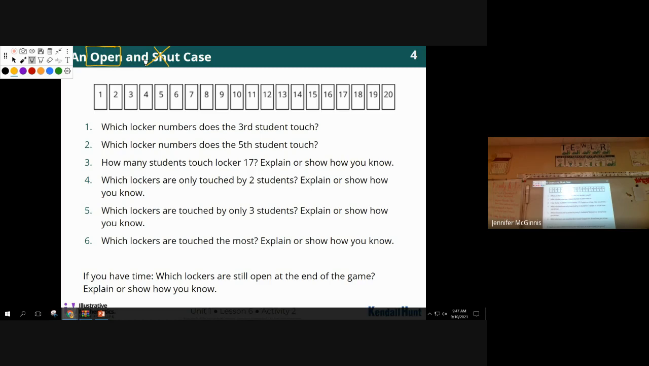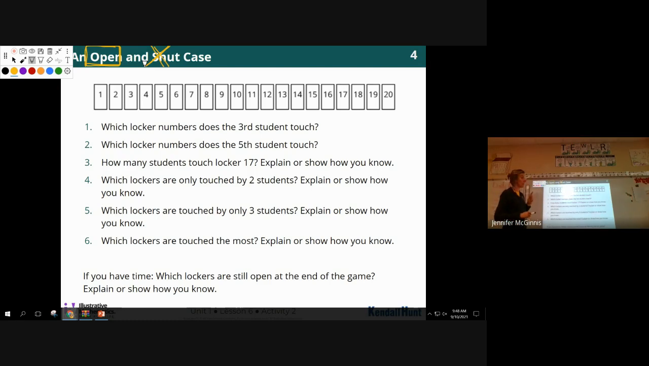Yeah, let's talk. Before we start to answer all these questions, let's figure out what's open and what's closed. Here is how I'm going to do this. As I said earlier, an open locker is going to be open. A shut locker is going to have an X on it. That's why I drew those over those words, right?